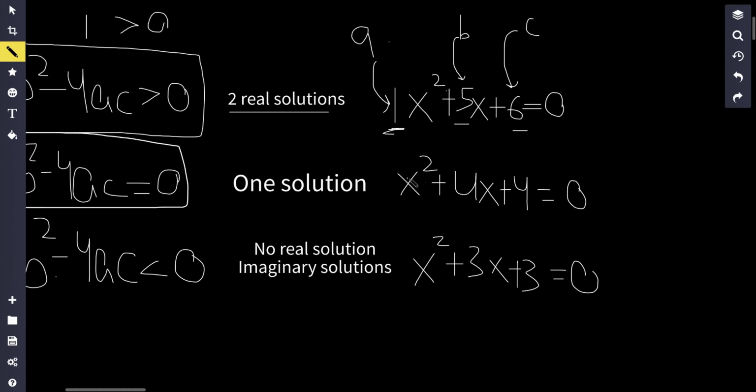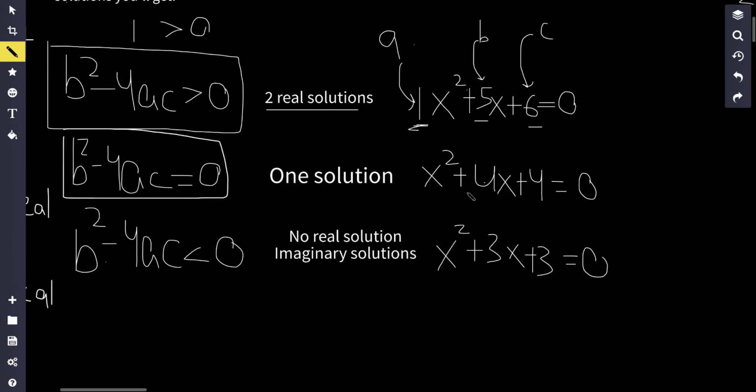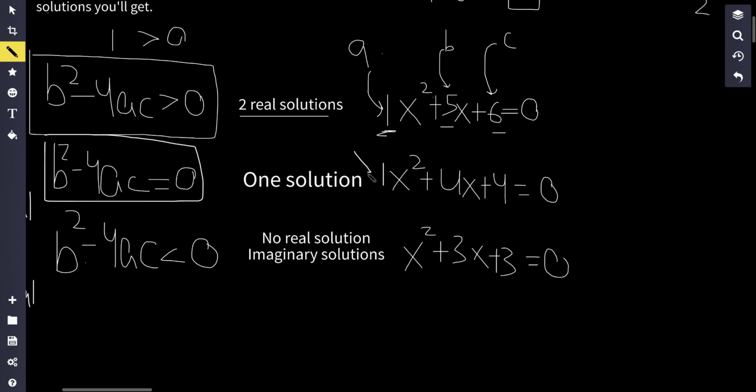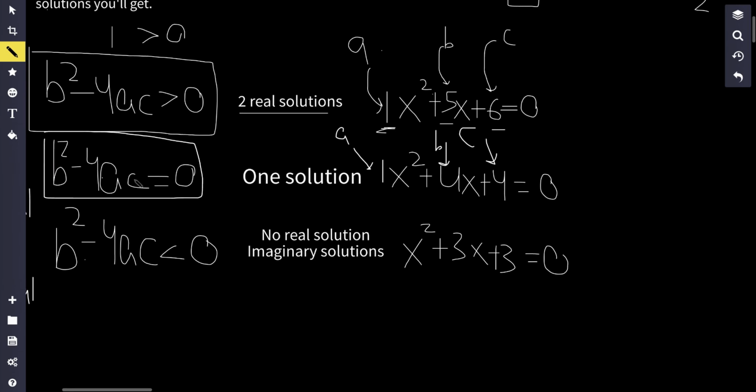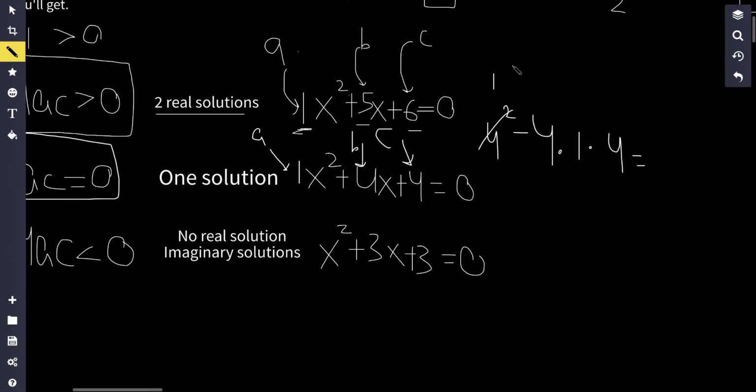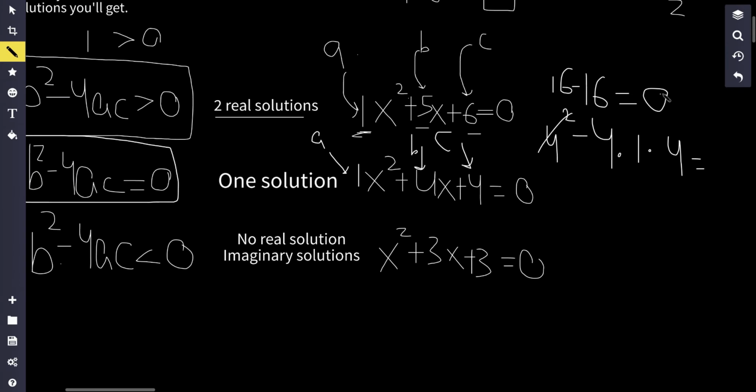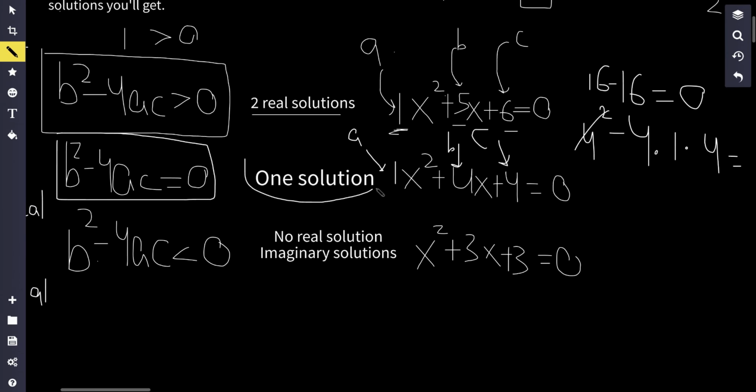Okay, so in this case, I have x squared plus 4x plus 4. So my a term is equal to 1, my b term is equal to 4, and my c term is equal to 4. So b squared minus 4ac is going to be 4 squared minus 4 times a, which we know is 1, times c, which we know is 4. So we're just going to have 4 squared, which is 16, minus 4 times 4, which is 16. So 16 minus 16 is 0. So based on the discriminant, we can see that our quadratic equation has only one solution.